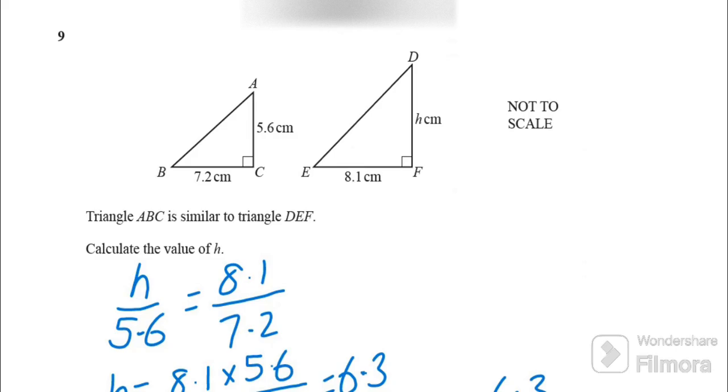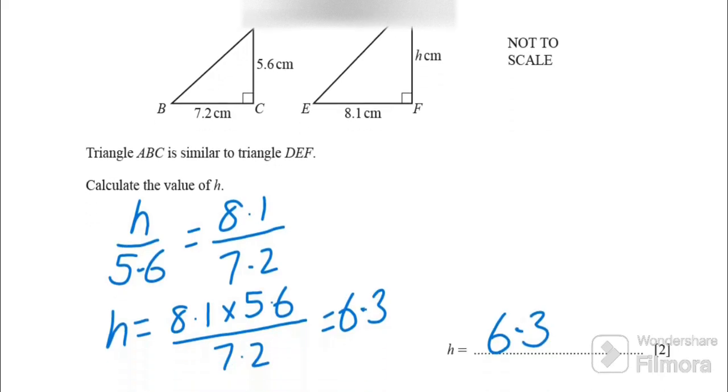Question 9 states triangle ABC is similar to DEF. Calculate the value of h. So over here we have to calculate the value of h in terms of triangle ABC. What we will do is find this length, so we'll keep this on top divided by the length of the same triangle, which is 5.6. So h divided by 5.6 is equal to 8.1 divided by 7.2.